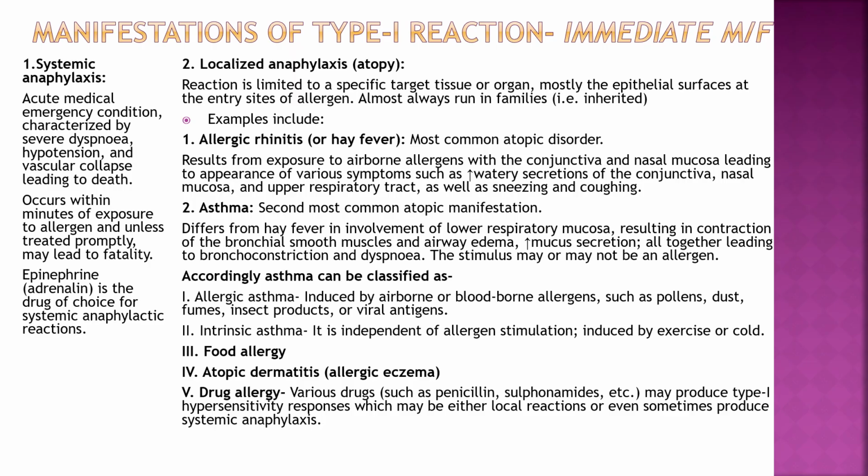According to this, asthma is classified as allergic asthma, induced by airborne or bloodborne allergens such as pollen, dust, fumes, insect products, or viral antigens, and intrinsic asthma, which is independent of allergen stimulation and induced by exercise or cold. Others include food allergy, atopic dermatitis, allergic eczema, and drug allergy. Various drugs such as penicillin and sulfonamide may produce a type 1 hypersensitivity response, which may be either local or sometimes produce systemic anaphylaxis.